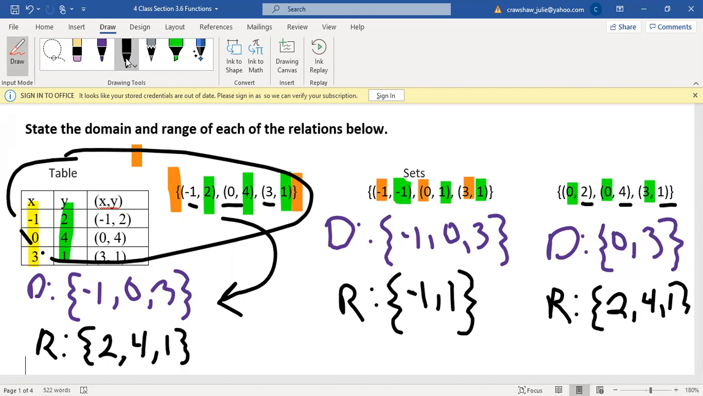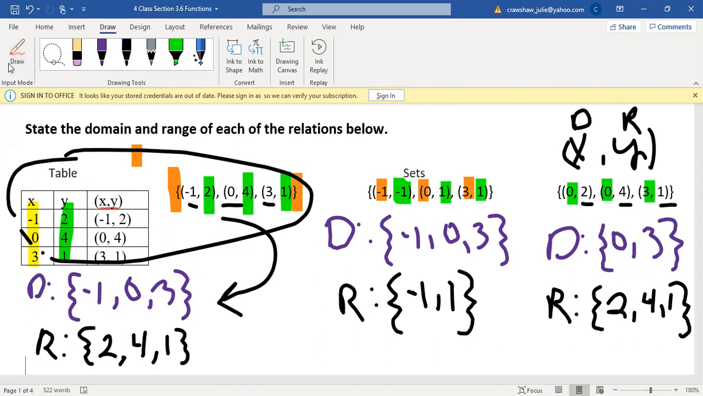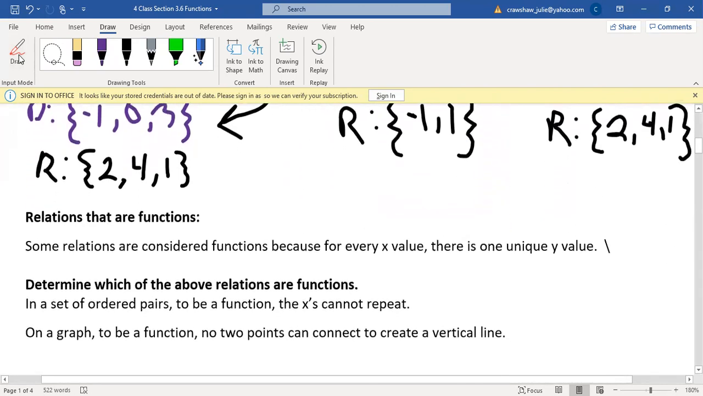An easy way to remember domain and range: D comes before R in the alphabet, and X comes before Y in the alphabet. So D is for the X's, and R is for the Y's. So it's just a mathematical way of representing what the X's are and what the Y's are, domain and range. We use that in other ways as well.